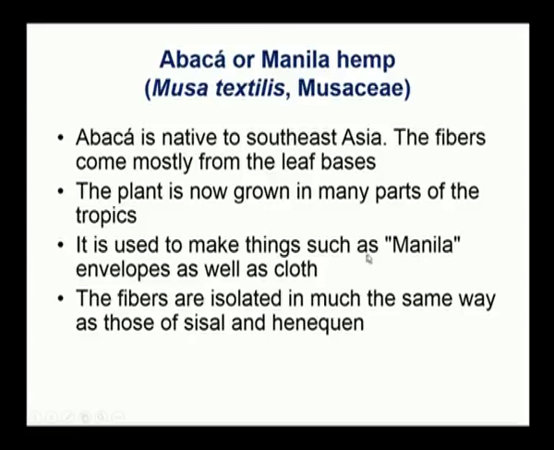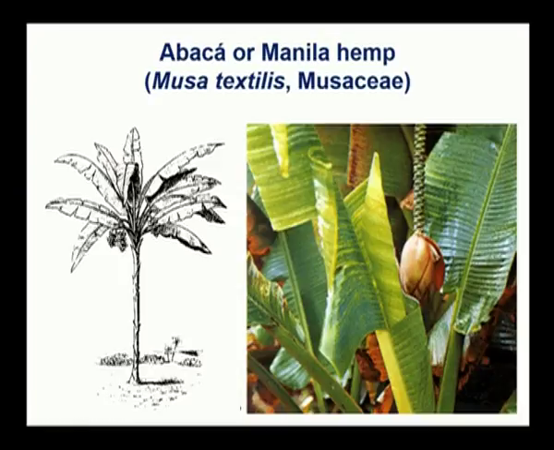It is used to make things such as manila envelopes as well as cloth. The fibers are isolated in much the same way as those of sisal and henequen. So, this is the same class of family, and the process is the same as for sisal. It will grow in tropical areas, that means high temperature areas, and the water requirement is also very low compared to sisal, which requires more water, but normally compared to other plants it requires only a small amount of water. The picture is shown here.